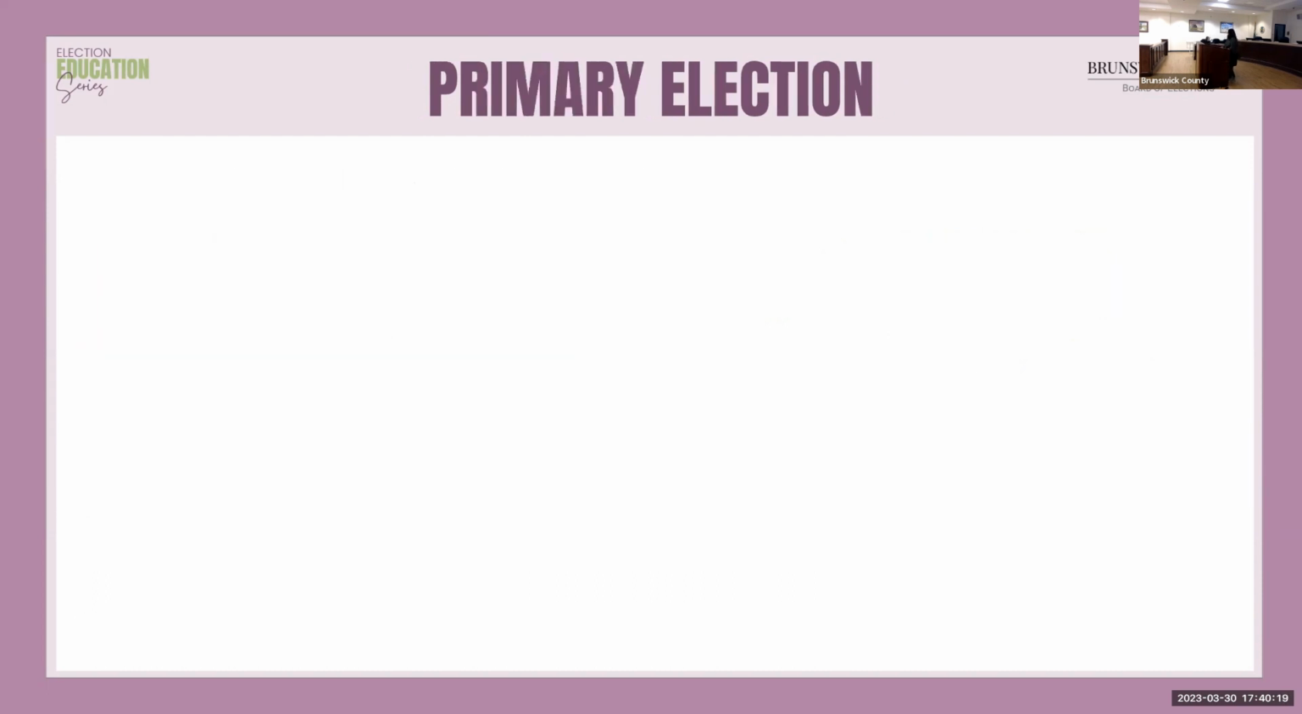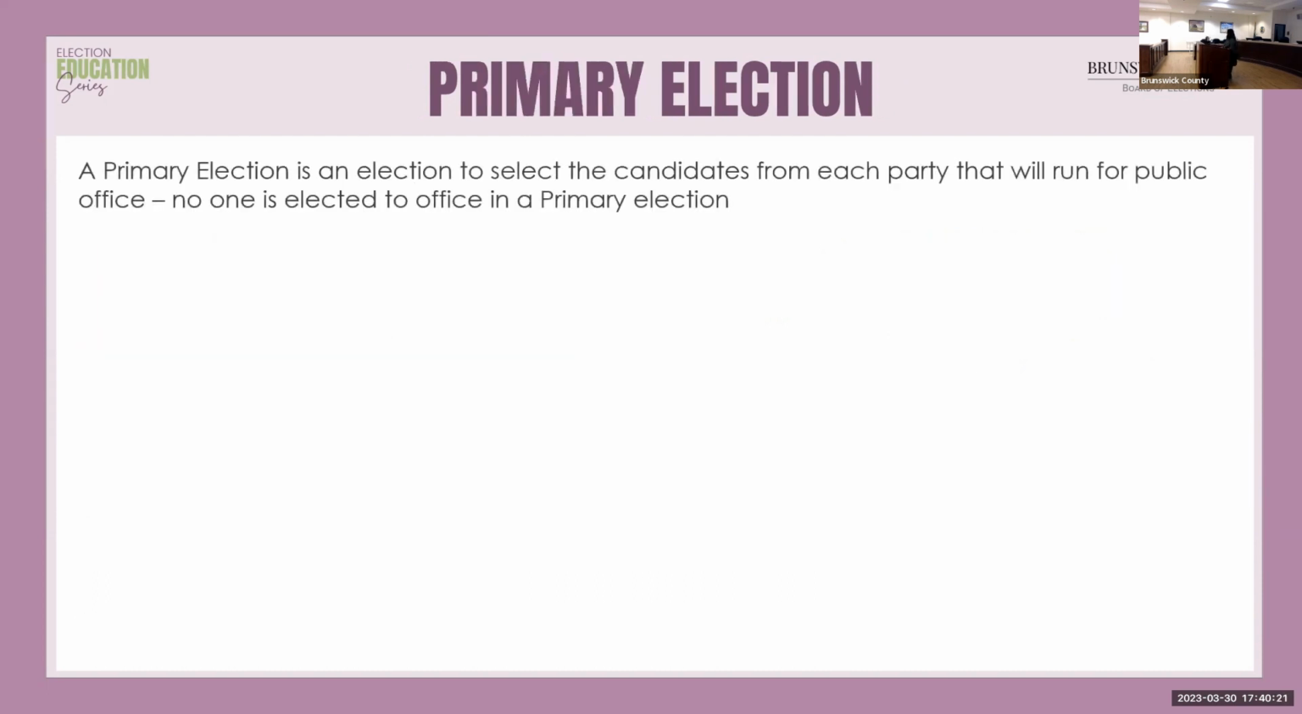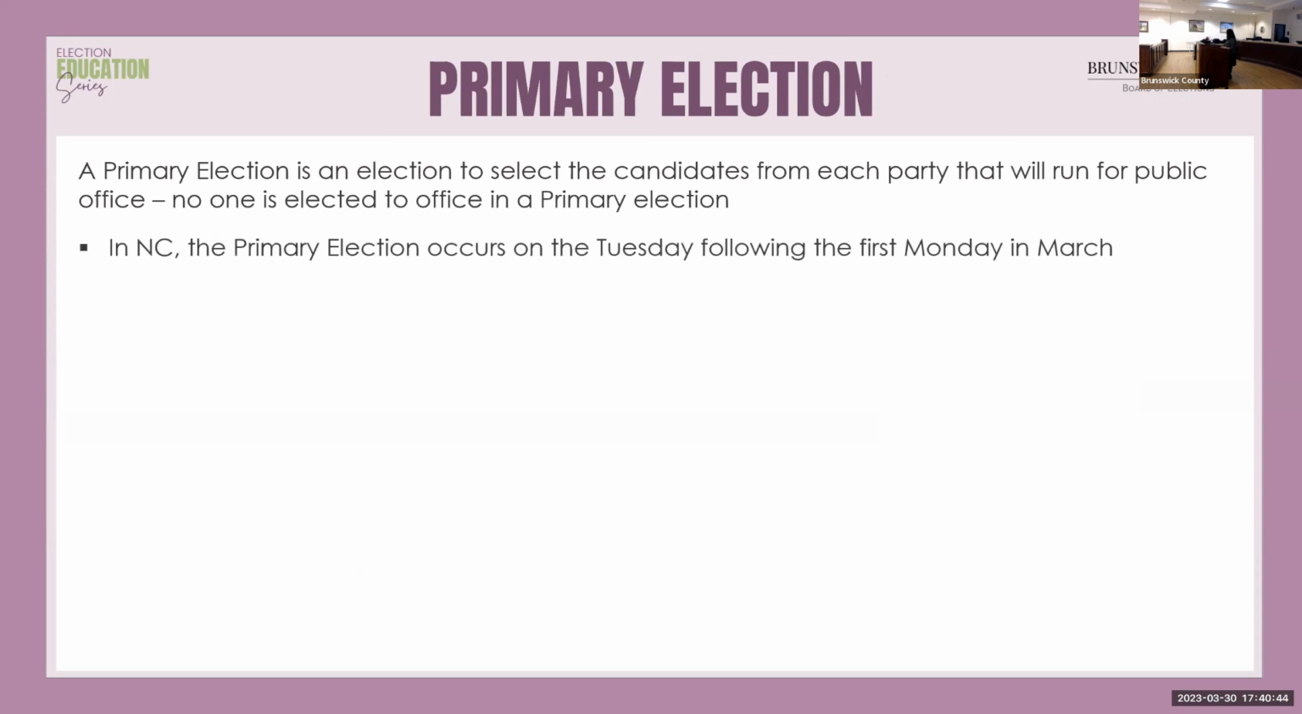So a primary election is an election to select candidates from each party that will run for public office. No one is actually elected to office in a primary election. The candidate with the most votes will represent their party on the general election ballot in the fall. The ballot itself will only list the party at the top. The party will not be listed below each candidate's name. In North Carolina, primary elections occur on the Tuesday following the first Monday in March.